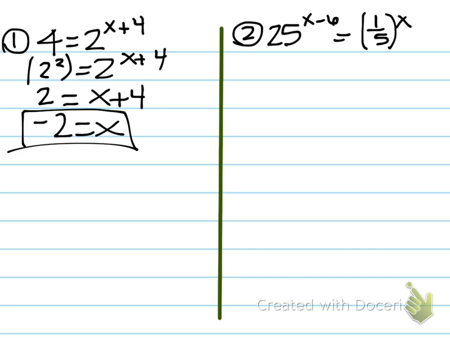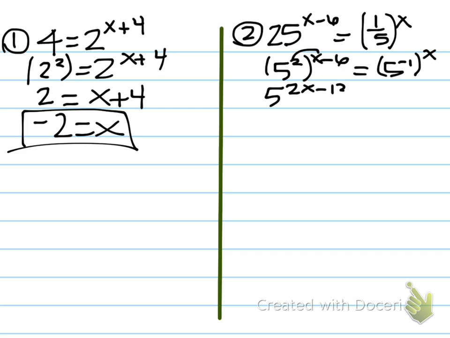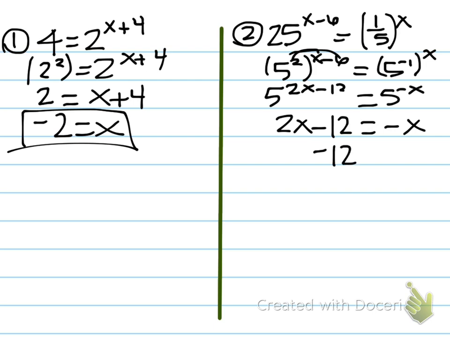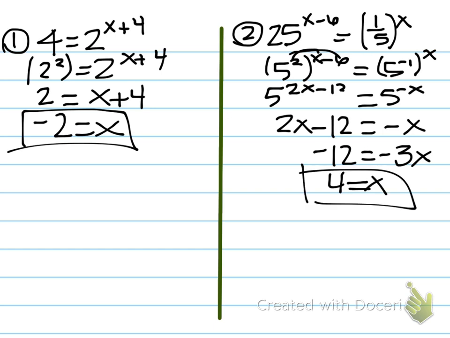Here, it seems like a base of 5 would be a great choice. Remember that when you have a fraction, it's the same thing as having a negative exponent. That's how we flip the base. Now we're going to do a power to a power. We have 2x minus 12 when we distribute the 2 to both, and then 5 to the negative x here. Now we can set our exponents equal and solve for x. And we get x equals 4.